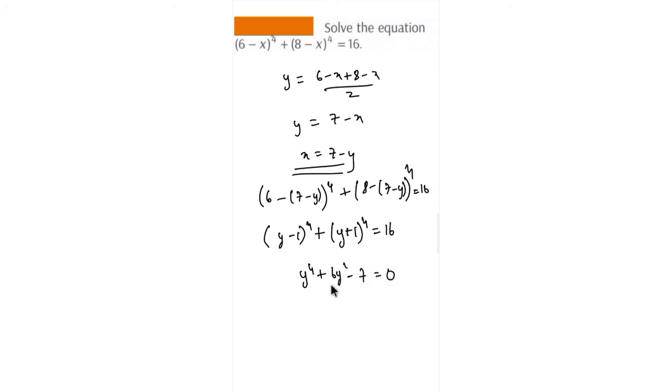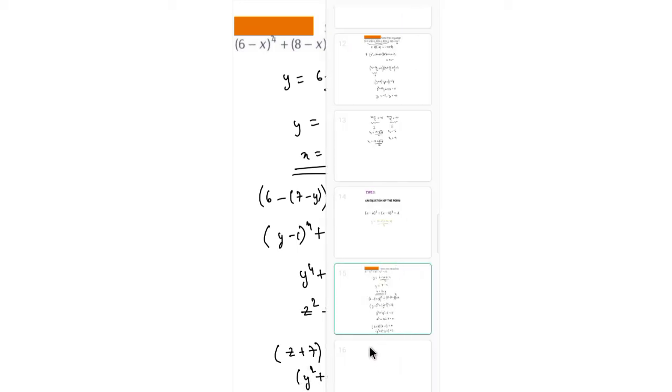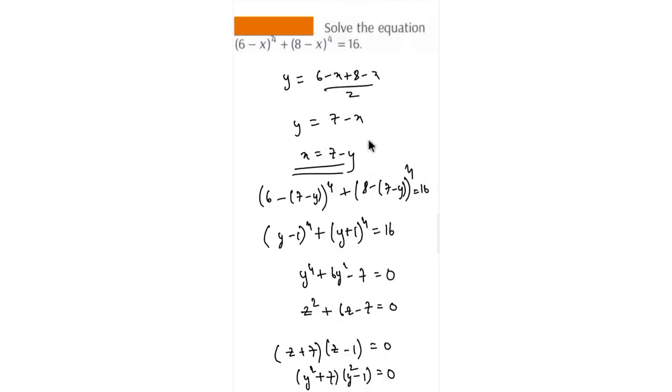Again, you can just assume this y square as some z, and you can solve that. You can get z square plus 6z minus 7 is equal to 0, where I assume that y square is z for me. So it transforms into (z plus 7) into (z minus 1) is equal to 0, which is nothing but (y square plus 7) into (y square minus 1) is equal to 0. You can just observe that the square of any term cannot be negative, isn't it? So y square cannot be minus 7.